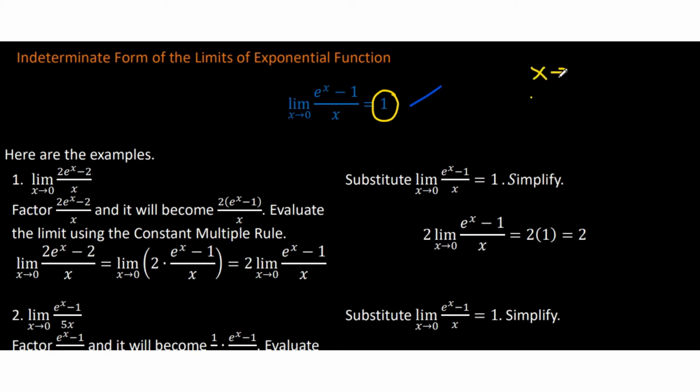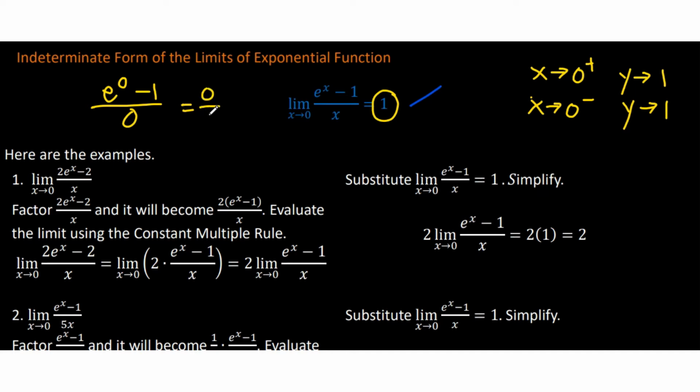Well, as x approaches 0 from the right, then the values of y keeps on approaching 1. And when the values of x approaches 0 from the left, y approaches 1 also. Therefore, the two-sided limit is 1. Take note that from e raised to x minus 1, if we let x be equal to 0, then this will become indeterminate. Therefore, it follows the indeterminate form.